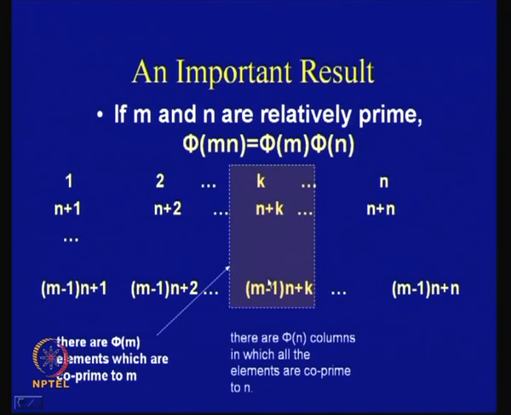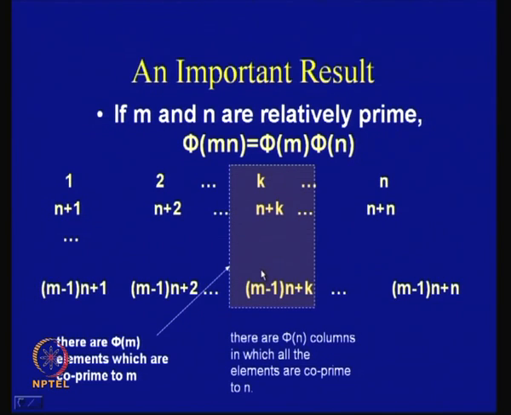Now let us assume that k is co-prime to n, and let us find out how many of these m numbers are co-prime to m. These are numbers like k, n plus k, and so on till (m minus 1) into n plus k. We know that there are phi m elements which are co-prime to m.